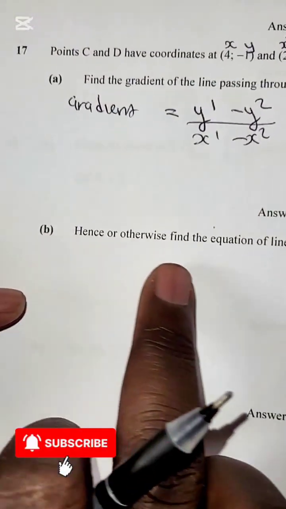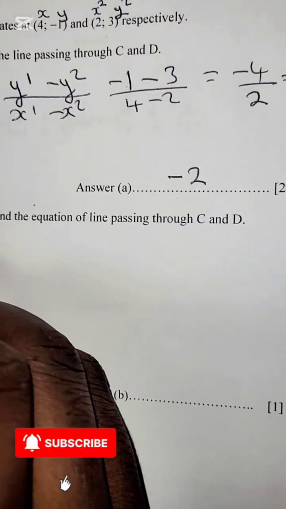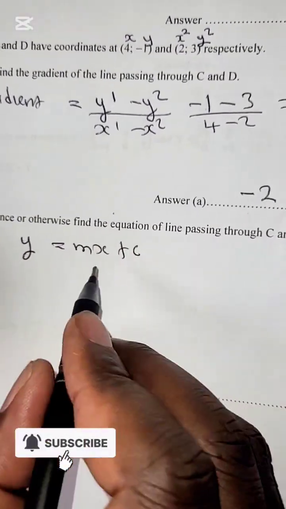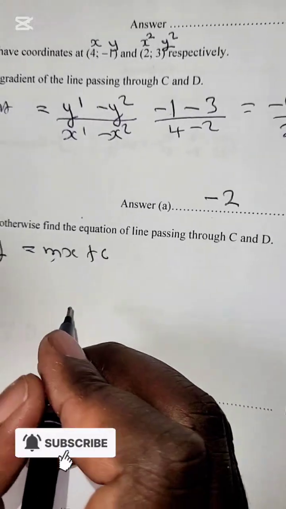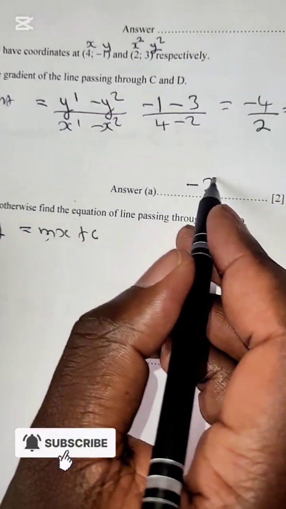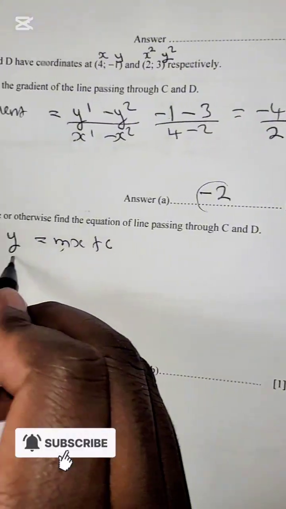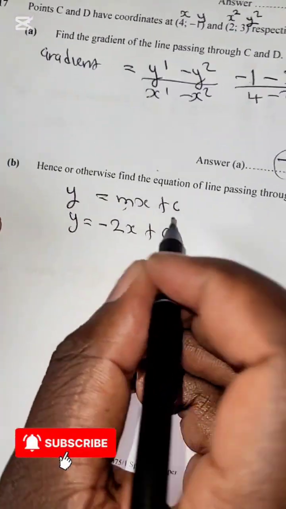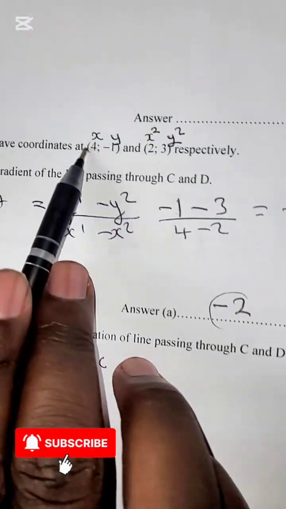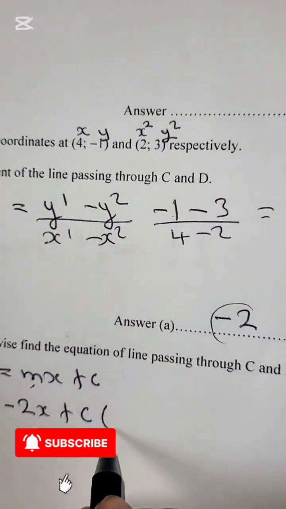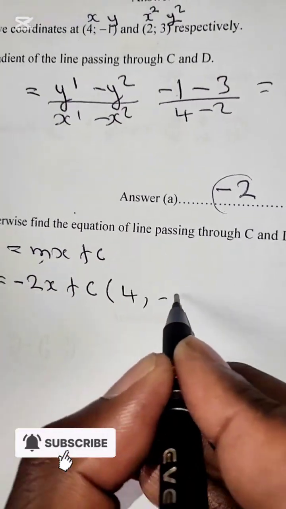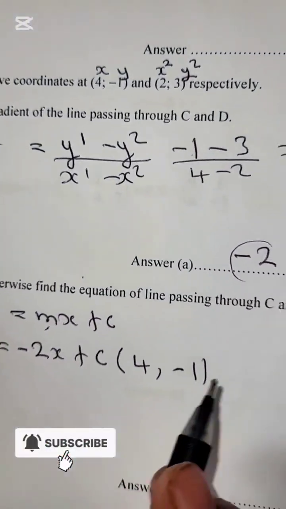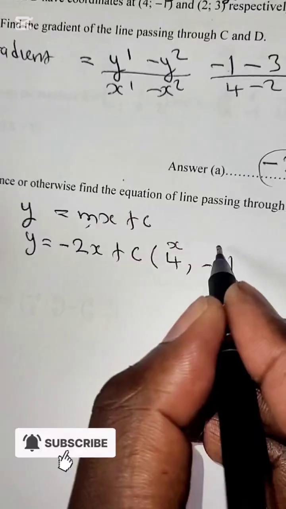Hence or otherwise, find the equation of the line passing through C and D. The equation of a line is in the form y = mx + c. M is the gradient, and c is where the graph cuts the y-axis. Already we found the gradient m, so it's now y = -2x + c. We can take any of these coordinates, of your choice. Let's take (4, -1). Even if you take (2, 3), you still get the same value of c.